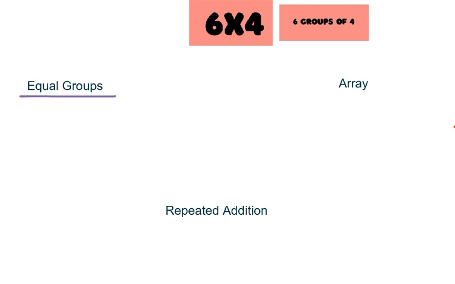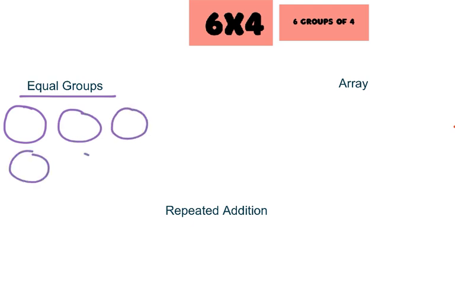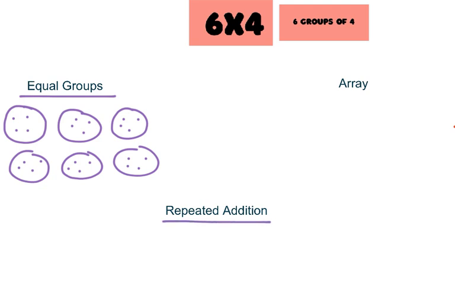So for equal groups, I am going to model my 6 groups. And in each of those groups, same amount of objects, which is 4. To find my product, I'm simply going to count up all of those dots, or I'm going to add my 4 multiple times, which equals 24.